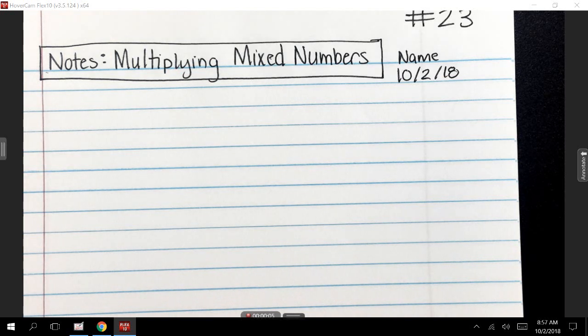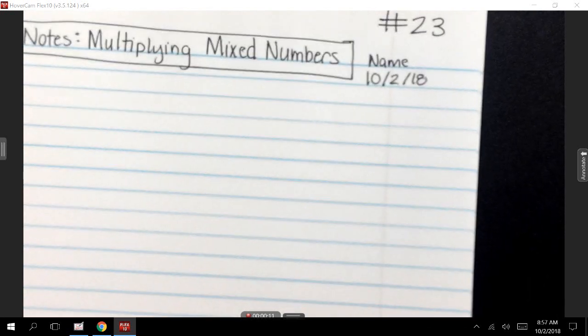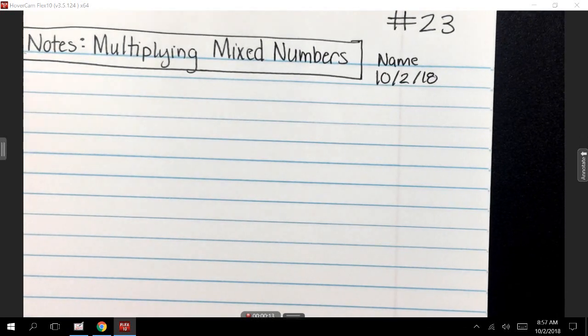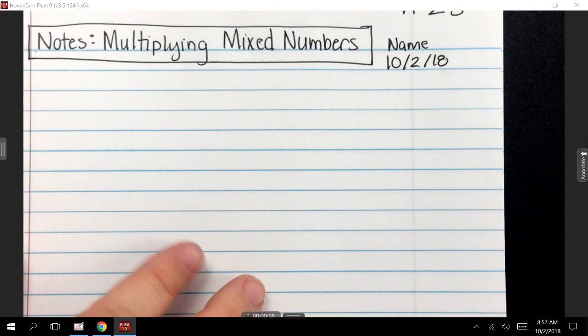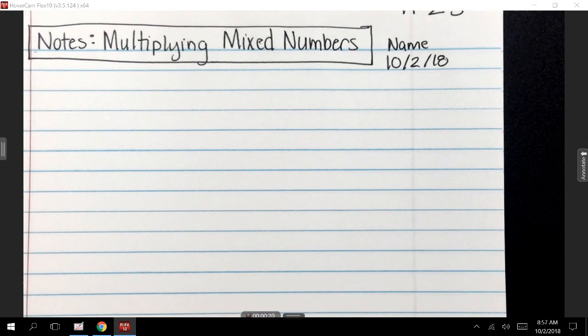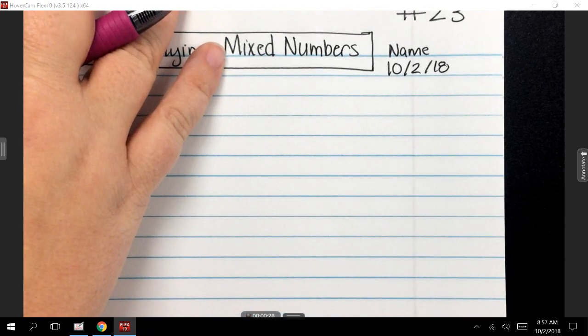Alright, multiplying mixed numbers. Let's get a piece of paper, get it set up. So yesterday we multiplied fractions. This is just a specific type of fraction. Remember, a mixed number is where we have that whole number in front. This is number 23. Oh, I'm sorry. Didn't realize I'd moved that where we couldn't see it.